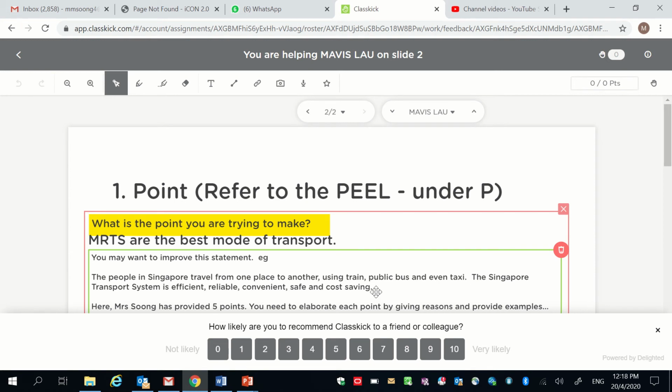Then you can further explain by saying the Singapore transport system is efficient, reliable, convenient, safe, and cost saving. Now you notice I mentioned 5 main points about the Singapore transport system. It is efficient, reliable, and so on. So there are 5 points there, correct? So in the next paragraph, you have to elaborate each point by giving reasons and providing examples.